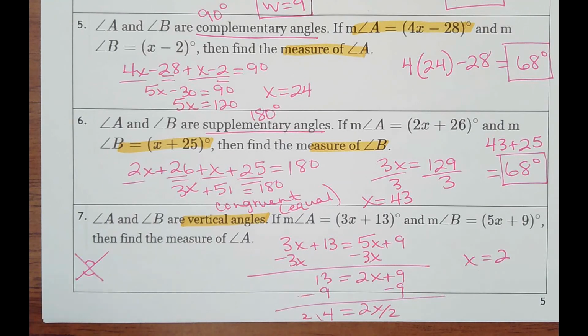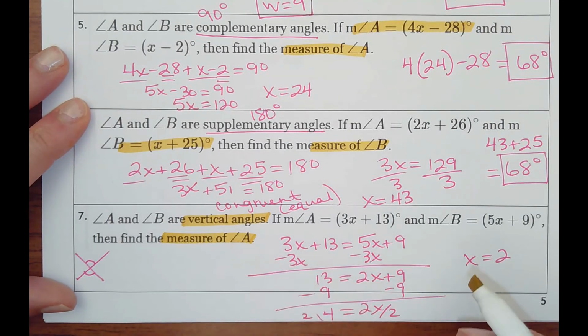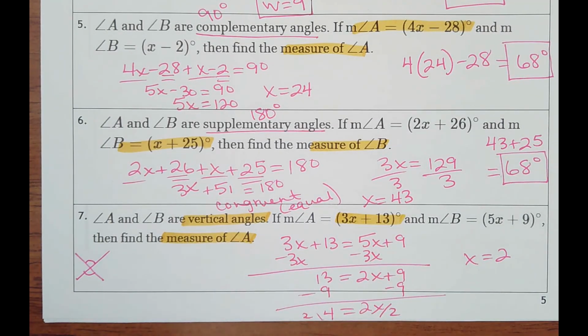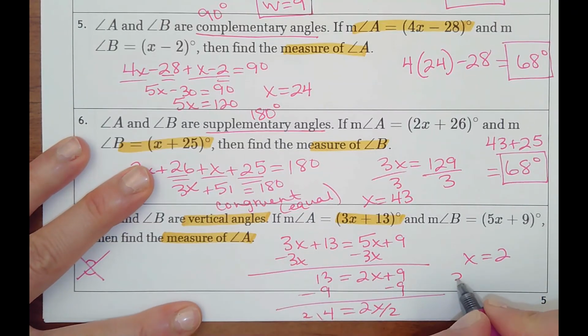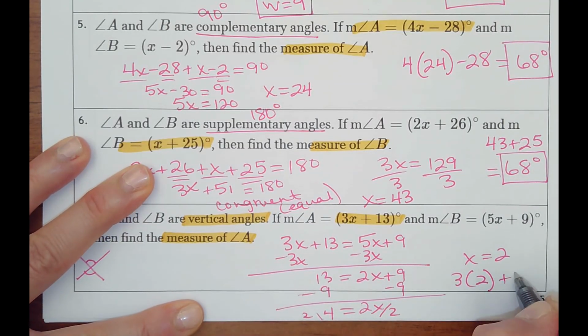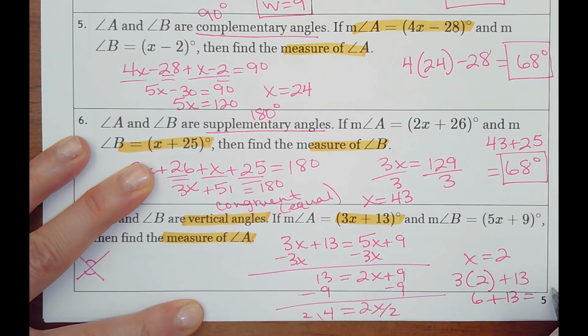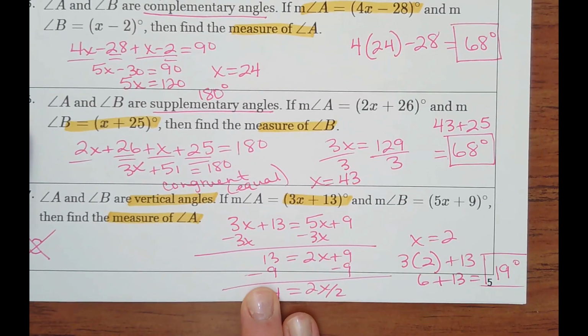They want specifically the measure of angle A, which is right here. So that would be 3 times 2 plus 13, or 6 plus 13, which is 19 degrees, a very small acute angle.